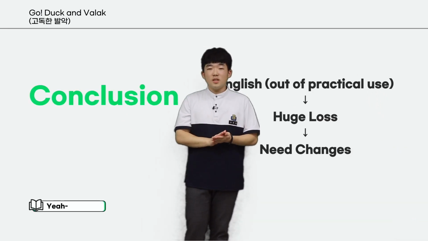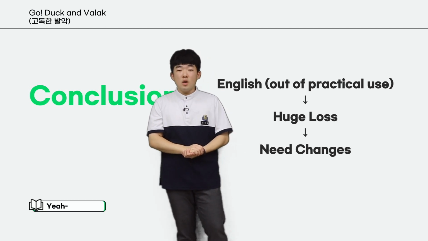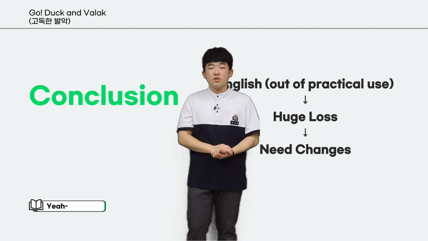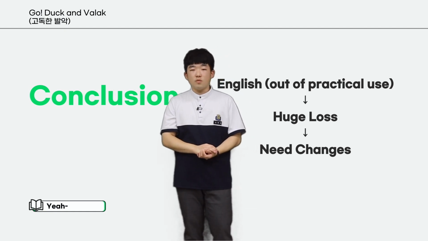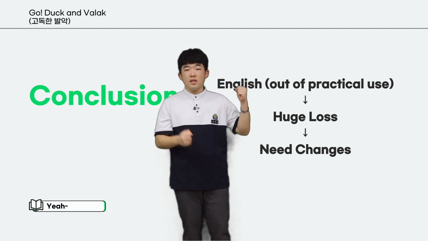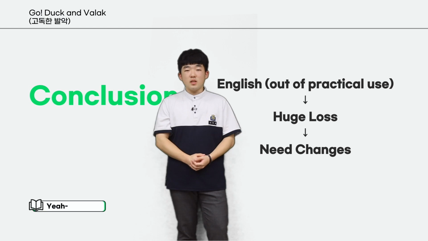In short, if English becomes a subject for itself, which is out of practical use, or a means for entering advanced schools, the learner's English skills will be socially criticized for being extremely poor and lead to huge loss for individuals and nations. Thus, education authorities must lead improvements and actively respond to changes.